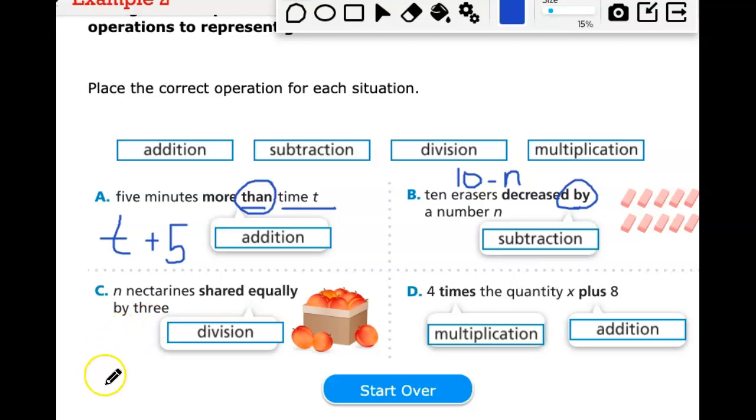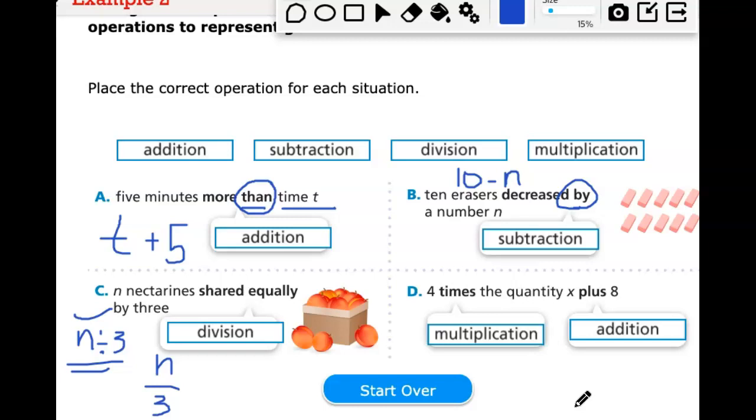Himanzi, would you like to try letter C? n nectarines shared equally by 3. And divide by 3. So should I write it this way? Yes. That is also okay, but I really recommend that you write it in an algebra way, very neat, a fraction way. But that doesn't mean that's wrong. That's also correct. But I recommend writing it in fraction way.